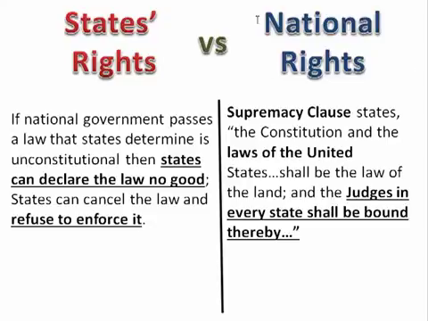Well, these national rights advocates like Alexander Hamilton and later on a few other people pointed to the Supremacy Clause. They believe the Supremacy Clause states that the Constitution and the laws of the United States shall be the law of the land, and that judges in every state shall be bound thereby. So they believe that the Supreme Court of the United States, the judicial branch, should interpret that law and say whether it's going to be declared constitutional or not, not the states. So that argument is going to be very much a part of the upcoming Civil War. It's going to lead us to a Civil War.